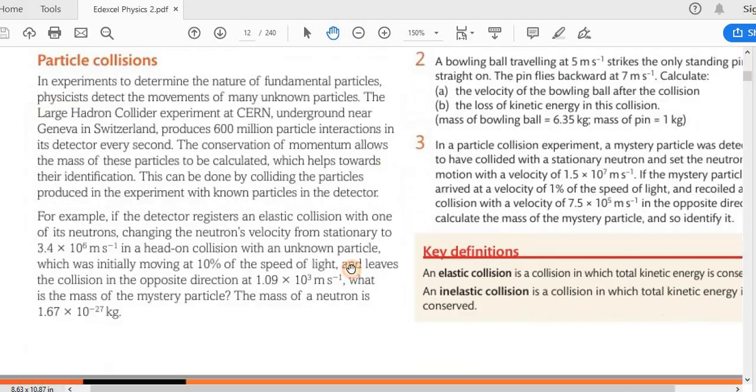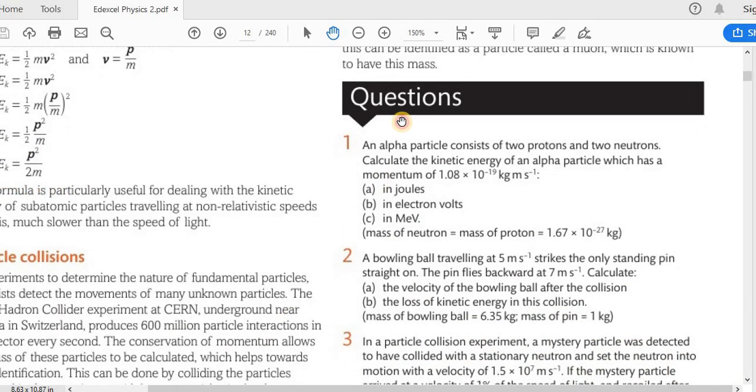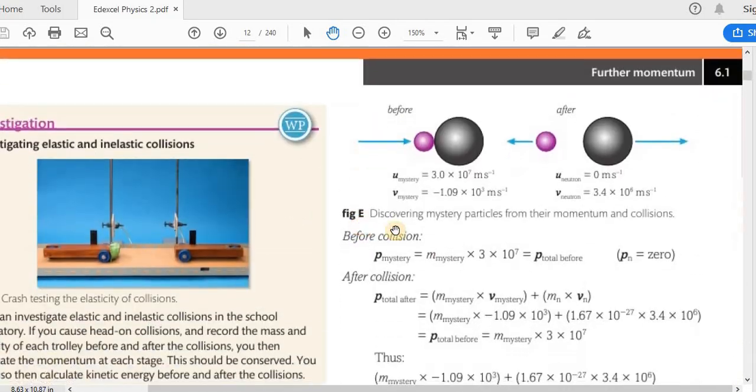Alright, let's see over here, which was initially moving at 10% of the speed of light and leaves the collision in the opposite direction. Now the mystery particle already had a velocity which is 10% of the speed of light. The speed of light is 3 × 10^8 meters per second. 10% of that means you divide by 10. Okay, so 1/10. So in other words, 3 × 10^8 times 10 over 100, or 1 over 10. That is 3 × 10^7 meters per second.